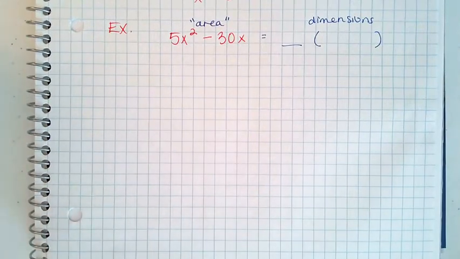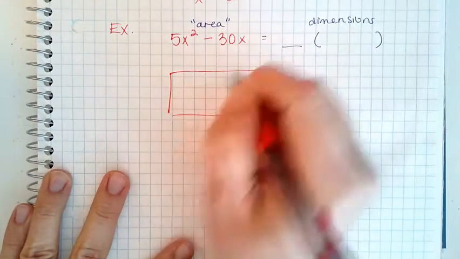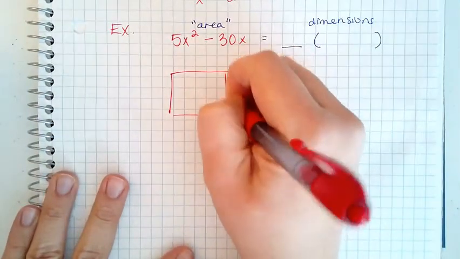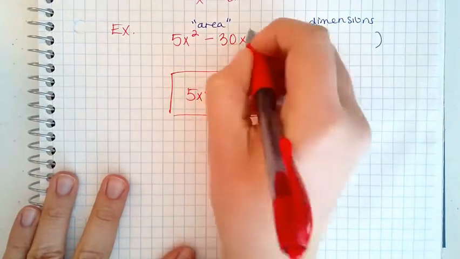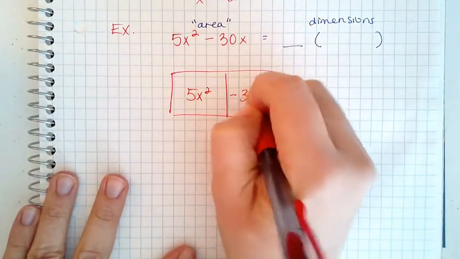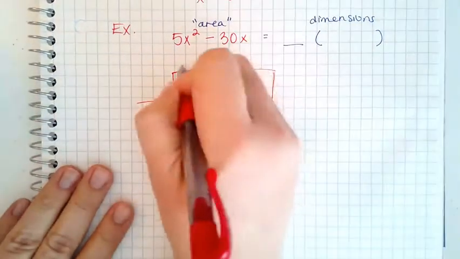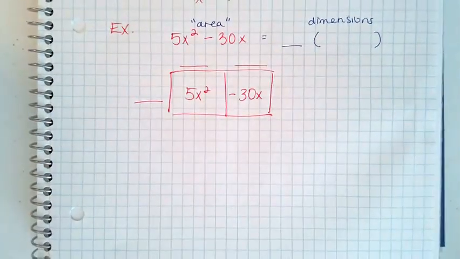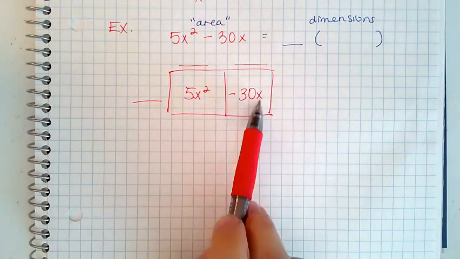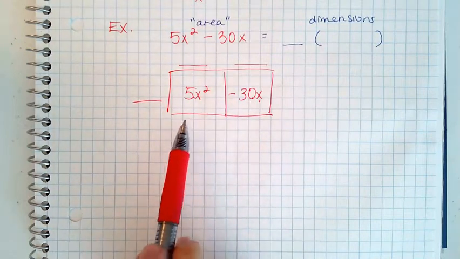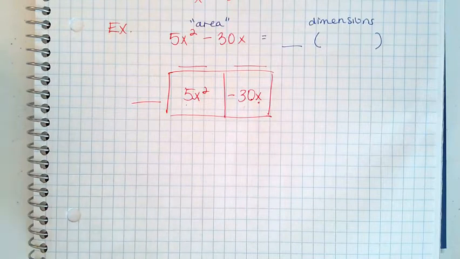So a couple of different ways we can do this. I'm going to represent it first by the box method. So this is one area, 5x squared, and this is another area, negative 30x. My job is to find the length and the width. Okay, so what I want to do is think about what's in common. Greatest common factor, biggest number that's a multiple of each. And variables work with that too.